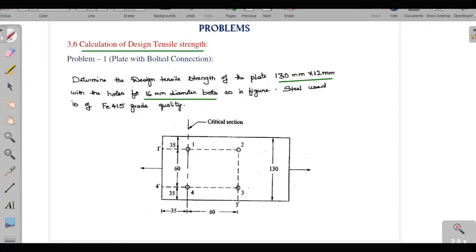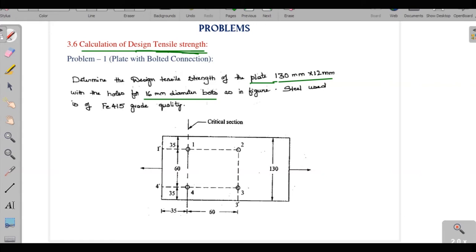Let us solve this problem. In this problem, we are going to calculate the design tensile strength. Let me read the question for you. Determine the design tensile strength of the plate 130 mm by 12 mm with holes of 16 mm dia bolts as shown in this figure.